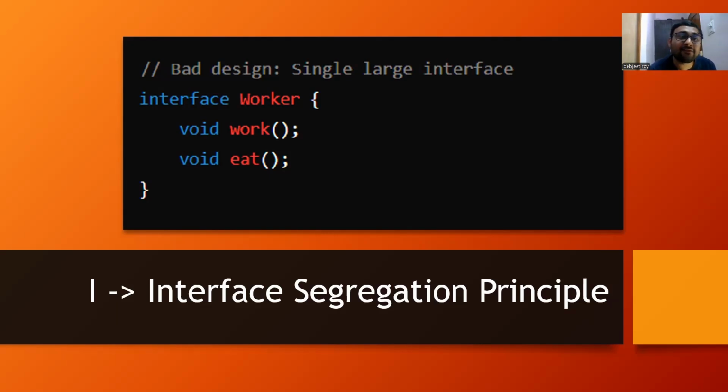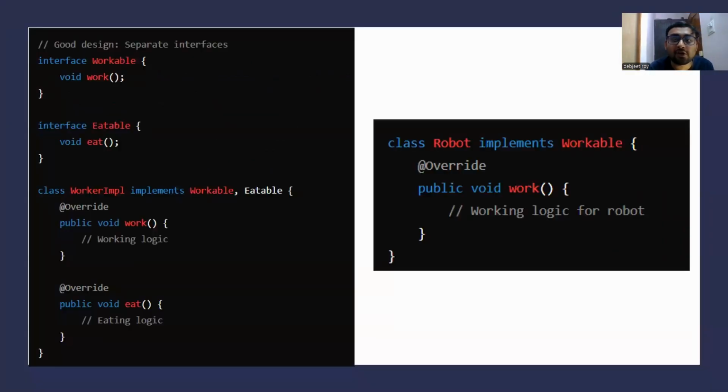Which client will focus upon working and which client will focus upon eating? Maybe not all clients will focus upon both work and eat. Let me tell you with an example. Here, what I've written is basically a good design principle. Why? Because we have created first the Workable interface, then the Eatable interface. The Workable interface will have the work method, and the Eatable interface will have the eat method. These are separate functionalities.